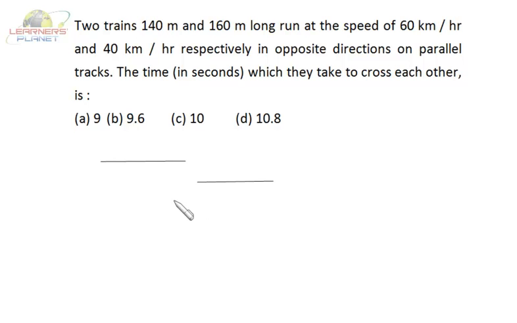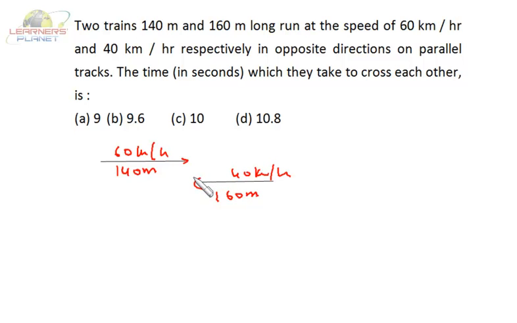Now let's see this case. Two trains 140 meters and 160 meters long run at a speed of 60 km per hour and 40 km per hour respectively. Maybe this is of 140 meters and this is of 160 meters. And the speed is 60 km per hour and the speed is 40 km per hour. And they are coming from opposite directions. Okay, and we have to find the time when they cross each other.